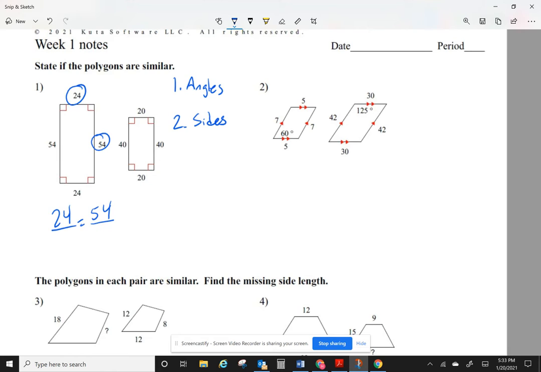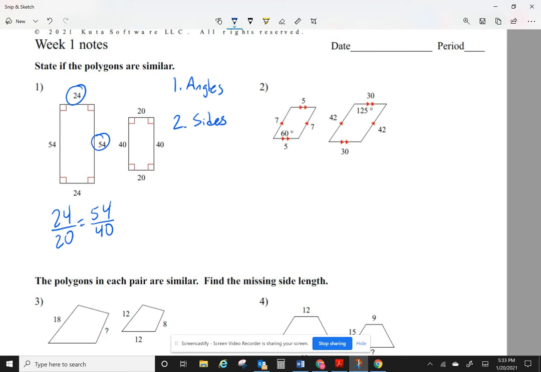All right, looking at the second figure, I noticed 24 is the small number. So 24 goes with 20 and 54 goes with 40. Notice that the small number went with the small number and the big number went with the big number. There are two ways we can check if these two are proportional. One way is to simplify your fractions. If they're proportional, both fractions will simplify to the same thing.